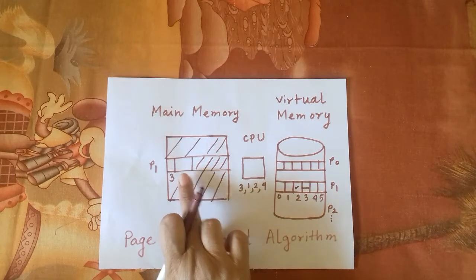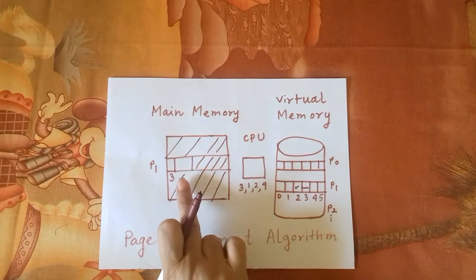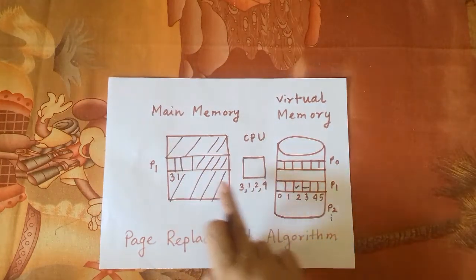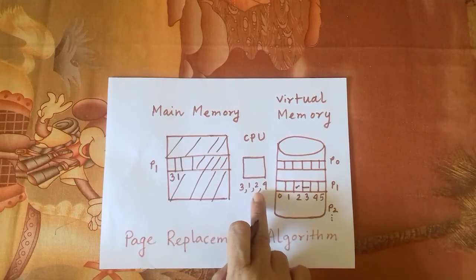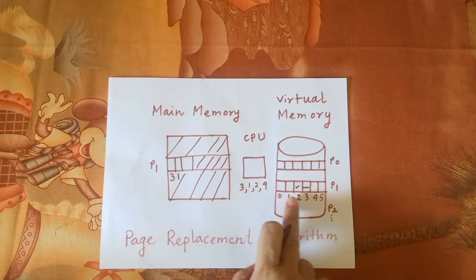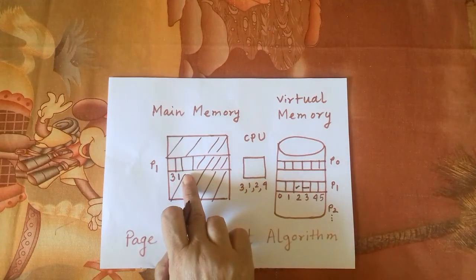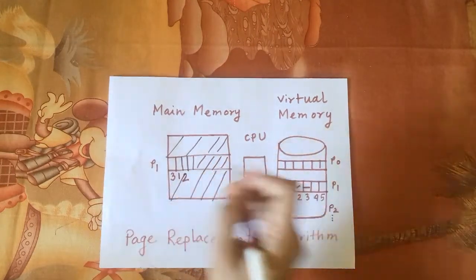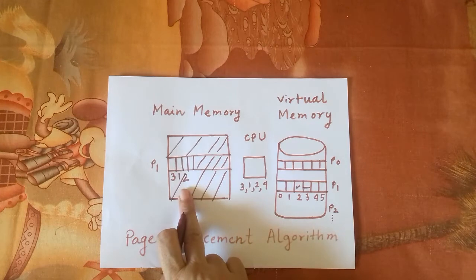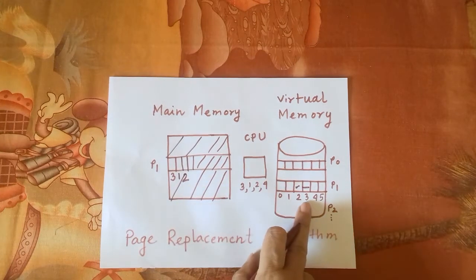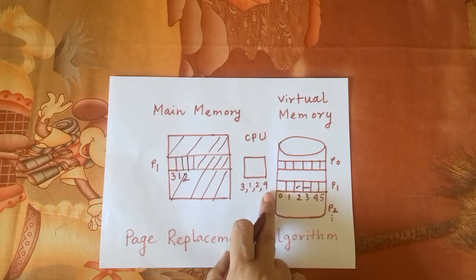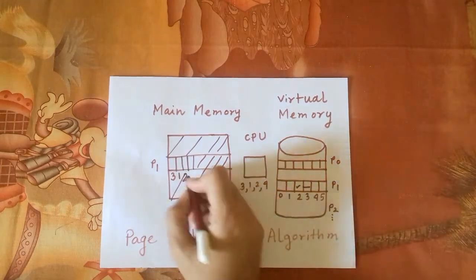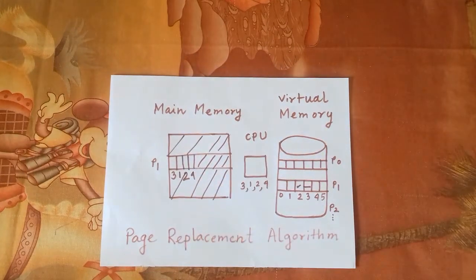So what has to be done? Page 1 should be taken from here to main memory. So let me take page 1 from here to main memory. Next, which instruction is needed? It is present in page 2. Is page 2 present in main memory already? No. So page 2 should be taken from virtual memory to main memory. Next, which page is needed? The next page needed is the 4th page. Is it present in main memory? No, it is not present. So it has to be taken from virtual memory to main memory.